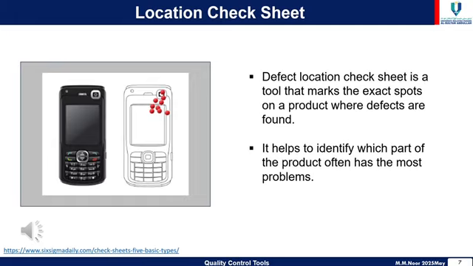Second is the location check sheet. This is an example of the defect location at handphone production. A defect location check sheet is a tool that marks the exact spot on a product where a defect is found. It helps to define which part of the product often has the most problems.